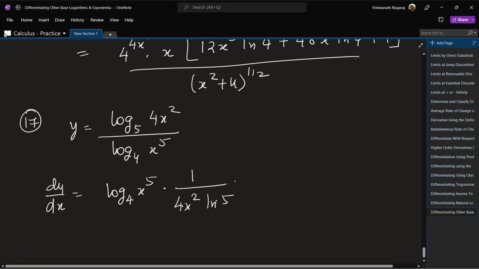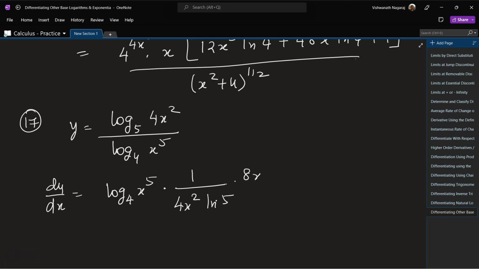we need to differentiate this now. So this would be 8x minus, now the numerator as it is. So log to the base 5 of 4x² times the denominator has to be differentiated.